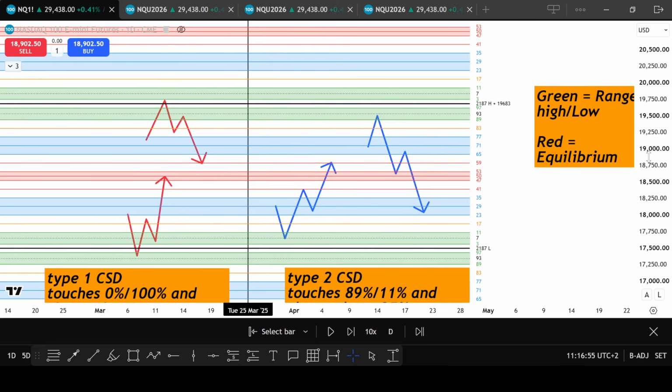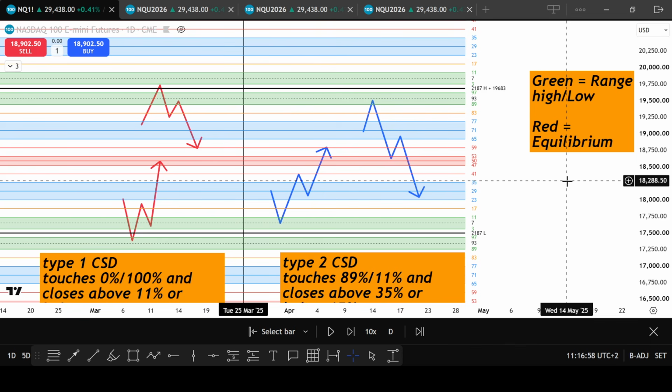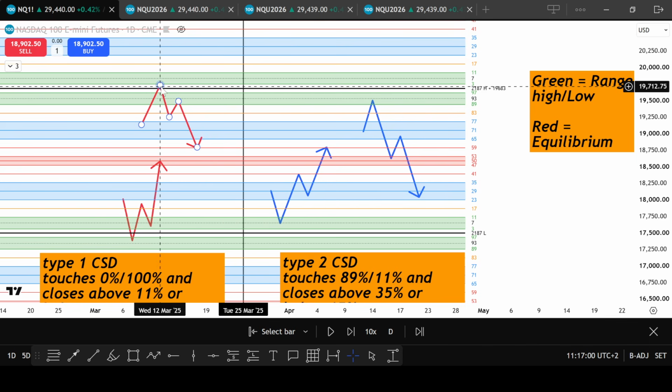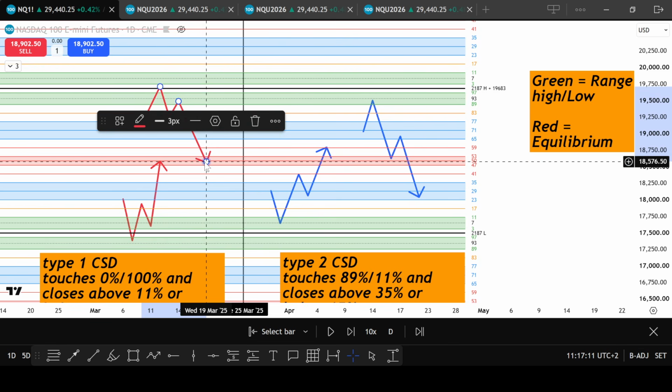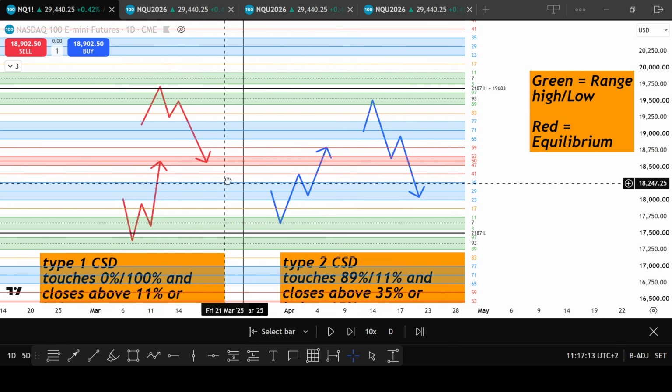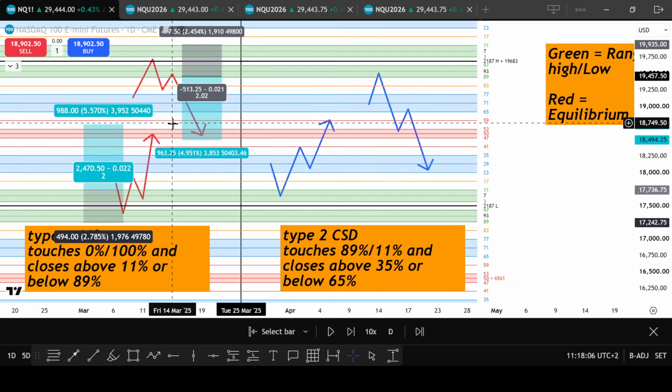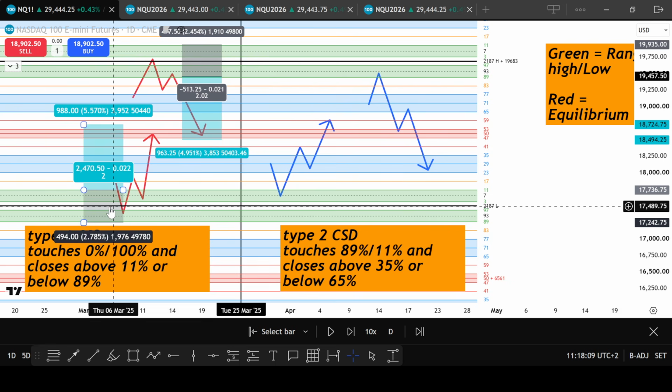Same thing goes for a sell model of the type 1 CSD. We reached the 100% this time, not the 0, but the 100. Close below the 11. After that, we expect this entire range high to hold for us to attack 50% of the range. Okay? And this is exactly what those two would look like, right? So this is what you would be looking for, y'all. And it always offers at least 2R from the range lows to range highs. Okay? So that's the visual representation of a type 1 and type 2 CSD.